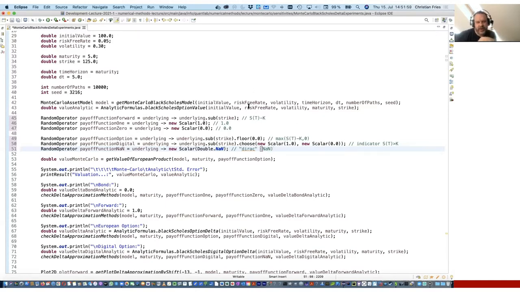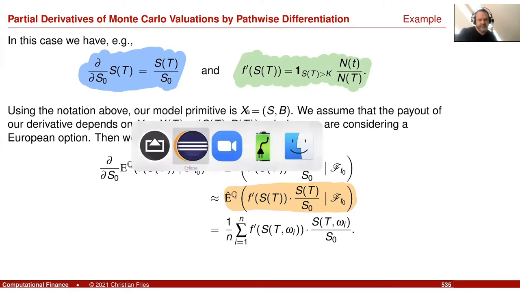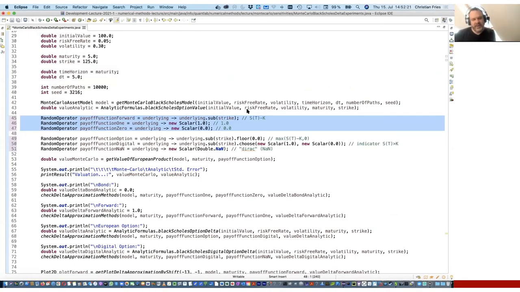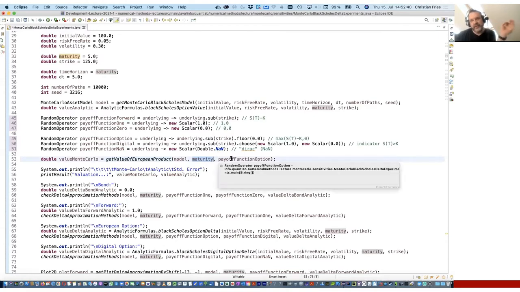Okay, so you see that I already defined here the payoff function and its derivatives, because here for my pathwise method, I need the derivative of the function instead of the function itself. Okay, so then I can calculate the value of the financial product given the model. This is the Black-Scholes model, the parameter capital T, the maturity, and this function f, because you will always evaluate f of S(T).